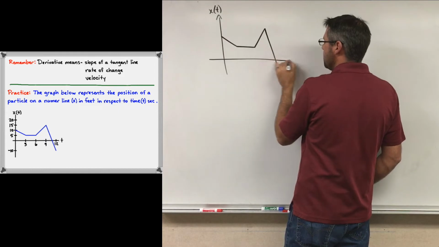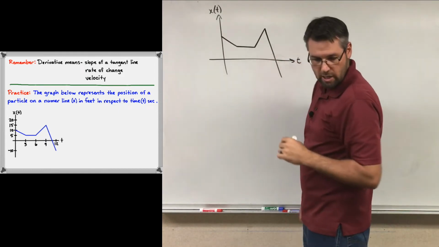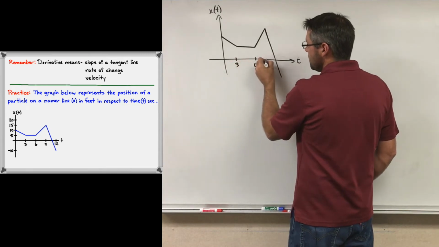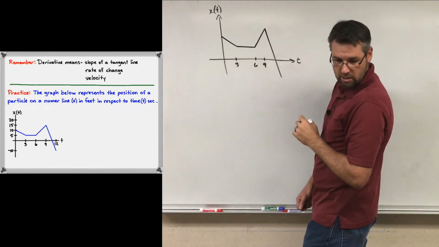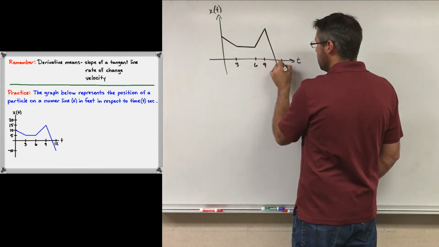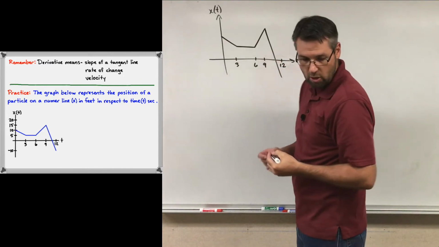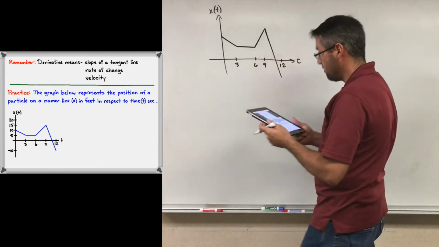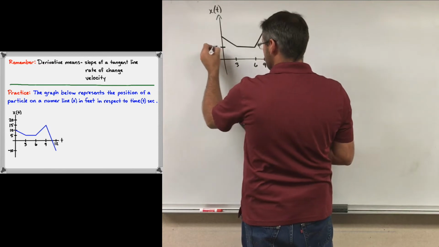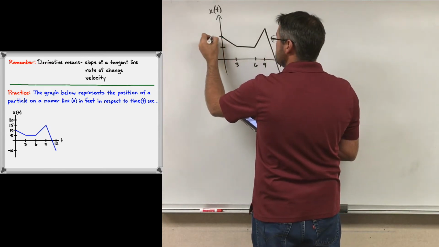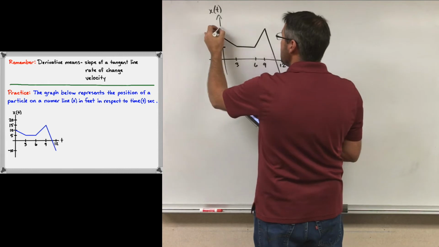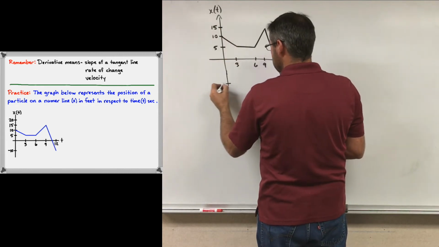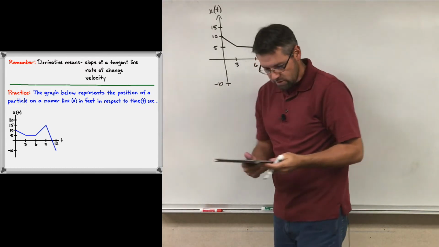I always make my t-axis too short. All right, and then at this point we have 3. At this point, we have 6. This high point, time is 9. And then we have 12 over here. Again, not drawn to scale at all. And then I better put this in. This height is 5, and this height is 10, and this height is 15. And then this height here is -10. Okay, so that's what we have here.